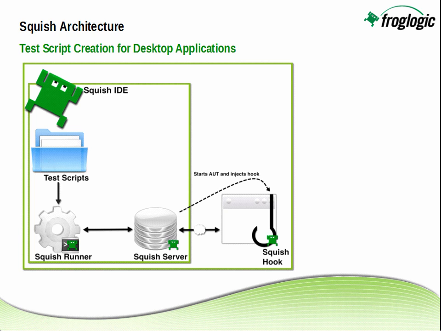Now, as far as test creation goes, the inner left box represents your Squish IDE. That's where you will generate most of your test scripts. The IDE triggers the Squish runner and the Squish server, communicating then with the application under test, or AUT, by injecting a hook, allowing it to understand the application, see its objects, its object properties, and then interact with the application as an end user would.